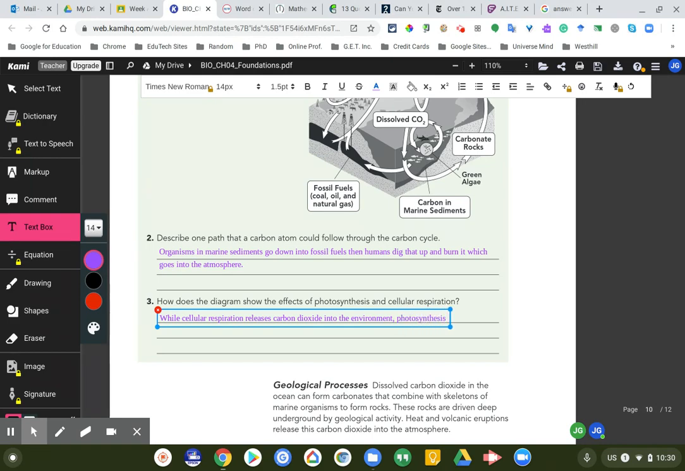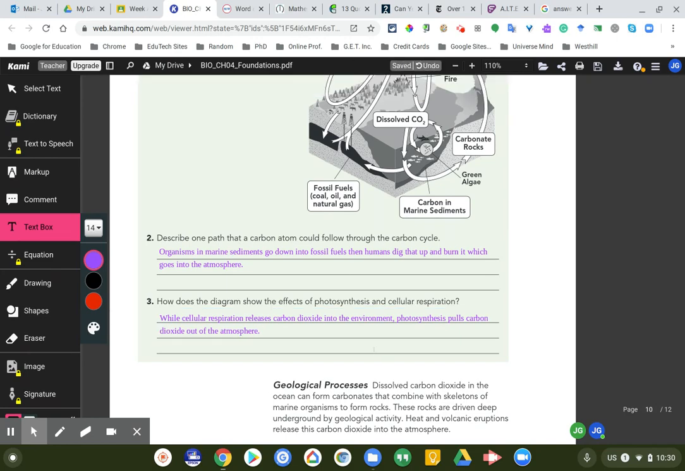Photosynthesis pulls carbon dioxide out of the atmosphere. Right? Okay, cool. So they kind of work in a little cycle there, even of themselves, but there's other stuff that happens during those times. Okay?